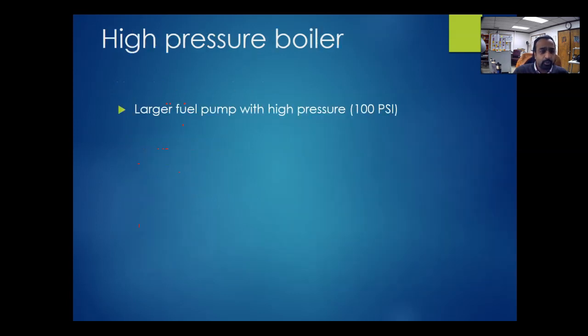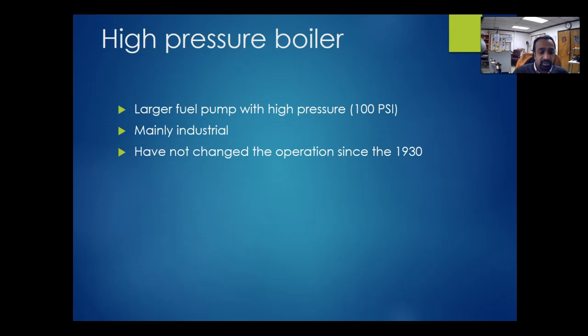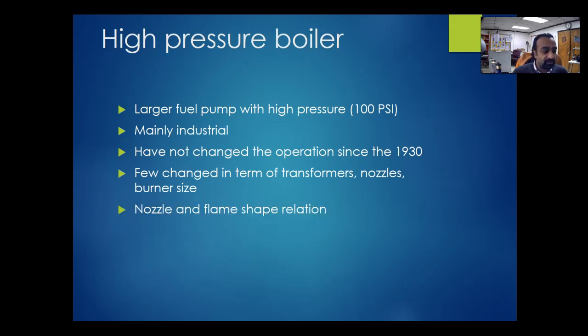High pressure boilers usually have larger fuel pumps with high pressure, more than 100 psi, mainly industrial. They have not changed in basic operation since the 1930s. They did change in terms of control, but the boiler technology is still the same. Few changes in terms of transformers, nozzles, and burner size, but the control has advanced significantly.